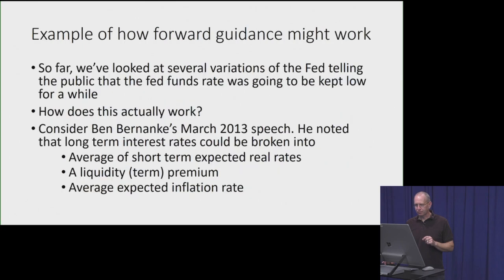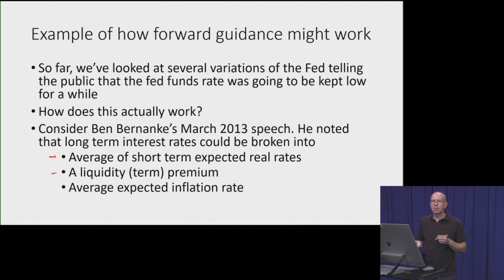All right, so what we want to now take a look at is how does forward guidance actually possibly work to impact the economy? So let's take a look at Ben Bernanke's very famous and very well done 2013 speech. He noted that you can take longer term nominal interest rates and break them down into three separate components: an average of short term expected real interest rates, what's referred to as a liquidity or sometimes a term premium, and the average expected inflation rate.